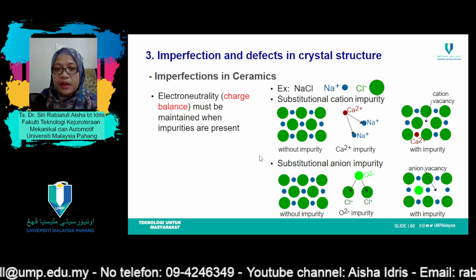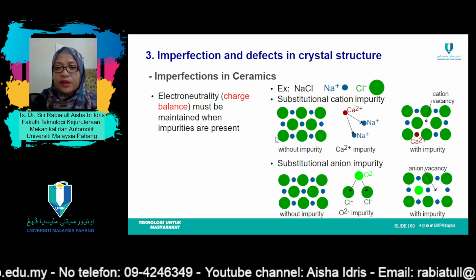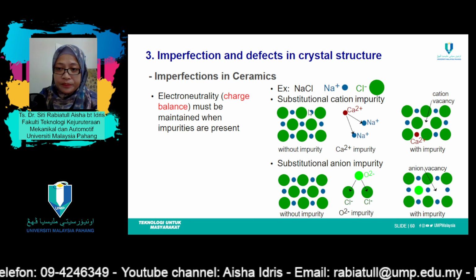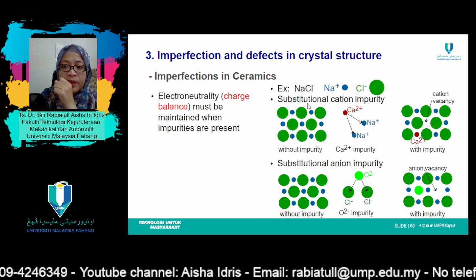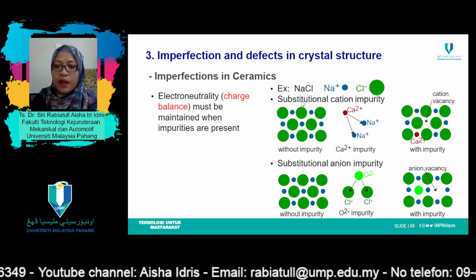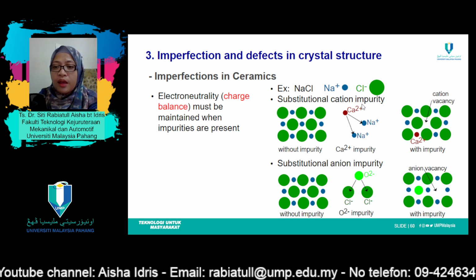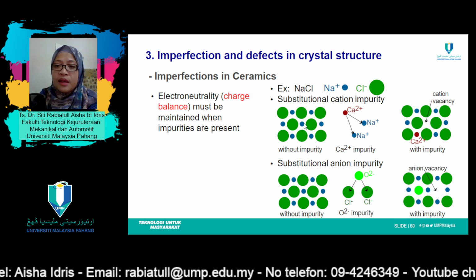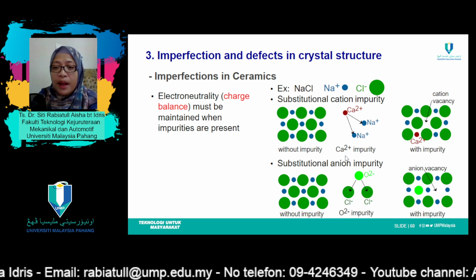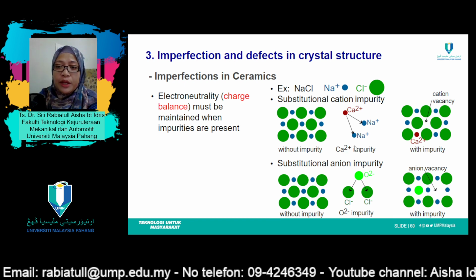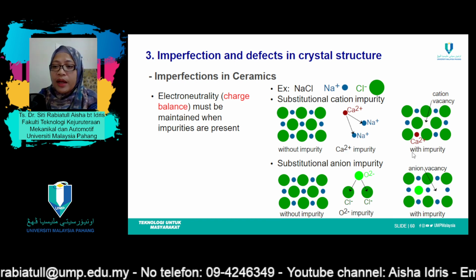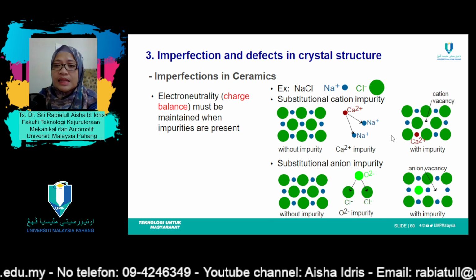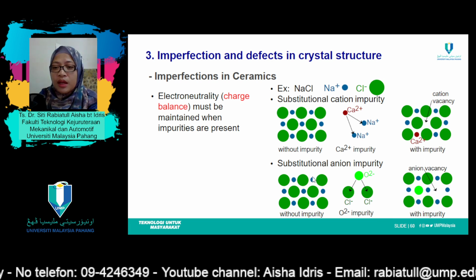Now let's look at the example for imperfection in ceramic, like sodium chloride over here. If this one is the atom without impurity, and suddenly there is a Ca2+ impurity in sodium chloride, whereby calcium over here will attract sodium, and finally cation vacancies will happen in that crystal structure.